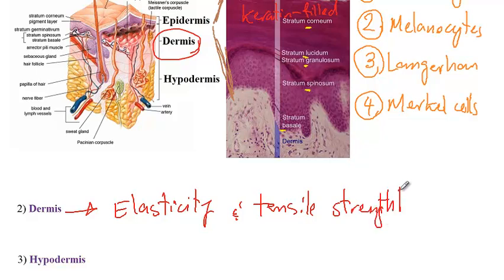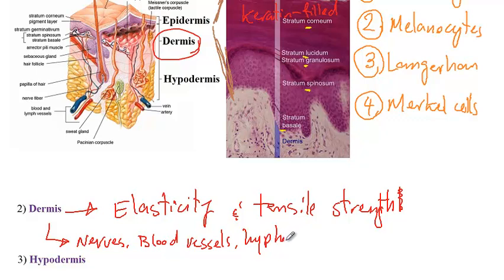to the skin, and it's also the layer that contains nerves, blood vessels, lymphatic vessels, as well as the glands. So here in the dermis you will find nerves, blood vessels, lymphatic vessels, as well as exocrine glands. And then finally we have the hypodermis layer, which is the subcutaneous fat layer.